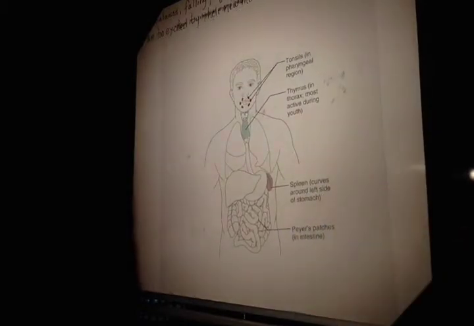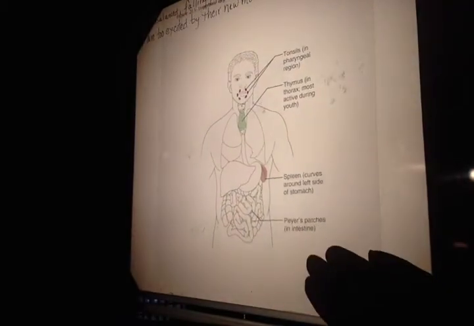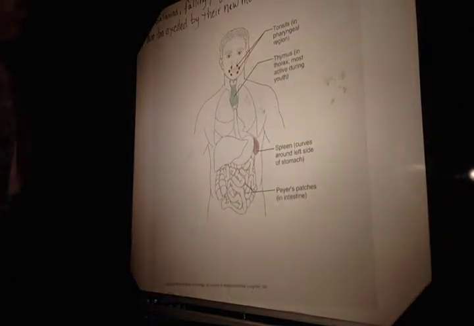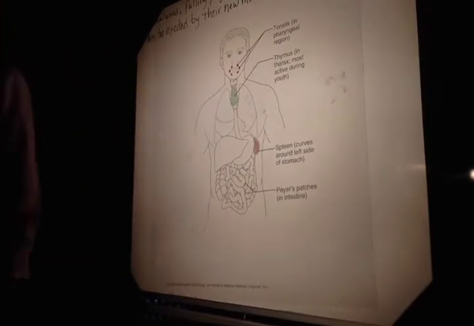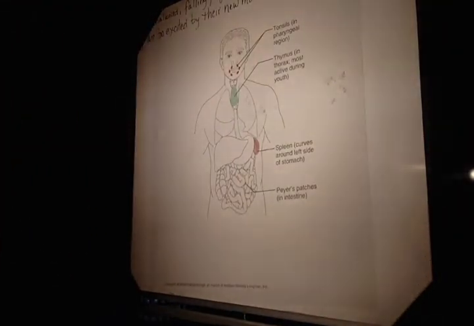Now, there are lymphoid organs as well. There's not just a system of vessels. There are lymphoid organs, and we're going to be talking about each of these. You have the spleen. You have the thymus. And you have the tonsils. Now, tonsils are lymphoid tissue. They are collections of lymphoid tissue. And they're located in several different areas in the body.